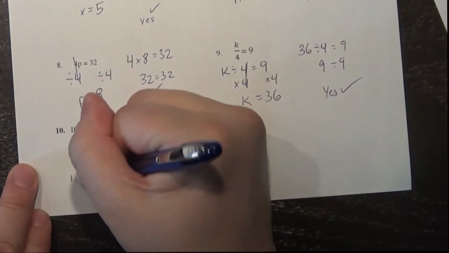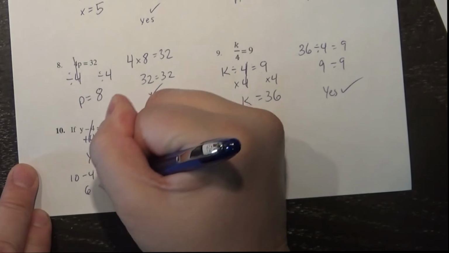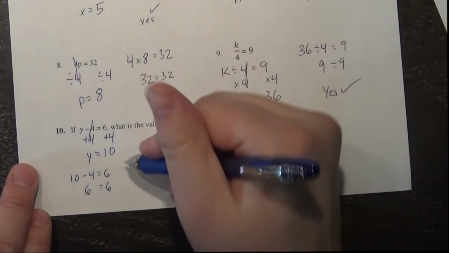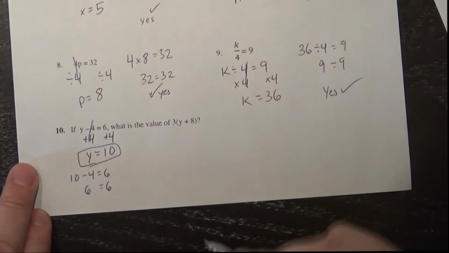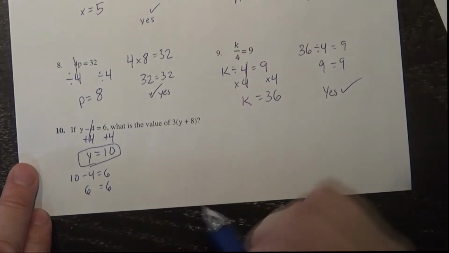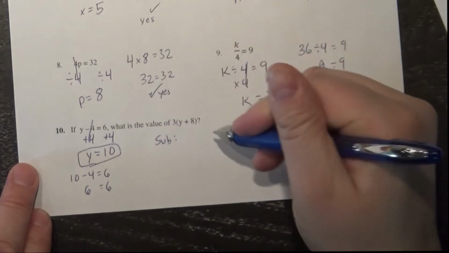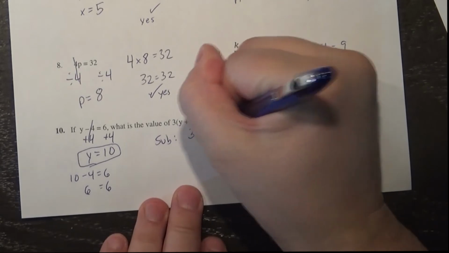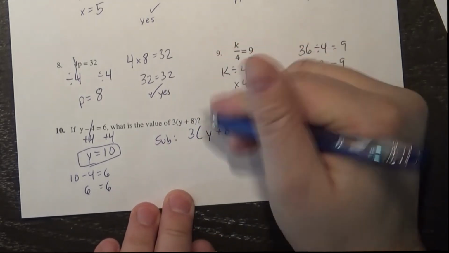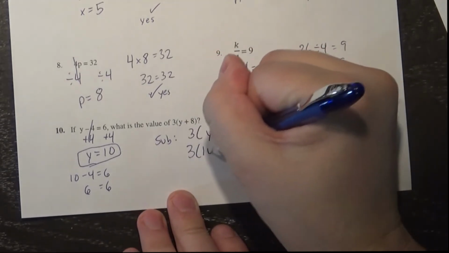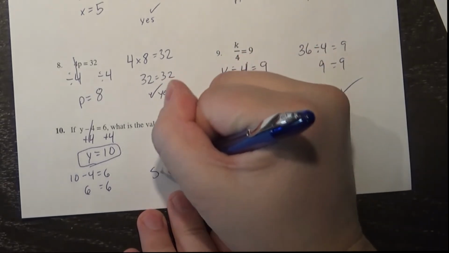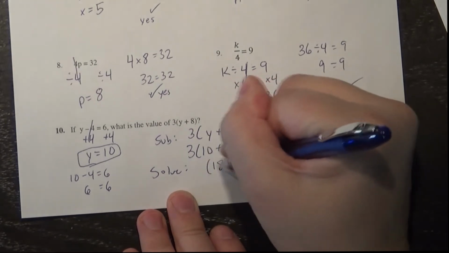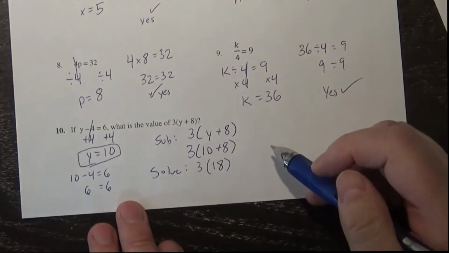Again, I could check that and say 10 minus 4 equals 6, and that certainly is true because 6 is equal to 6. So if y equals 10, which is the answer I found here, now I'm just going to substitute the value of y up here. So I have 3 times y plus 8. So let me take out the y and plug in 10. Now I can just solve. So 10 plus 8 is 18. So now I have 3 times 18.